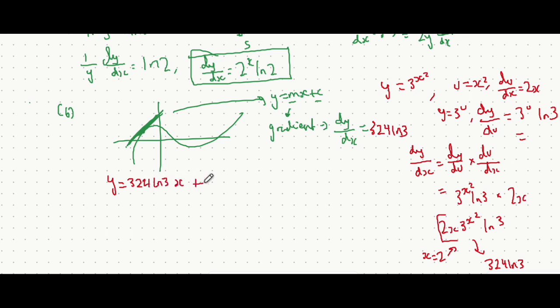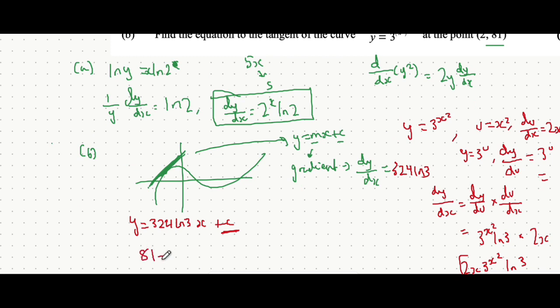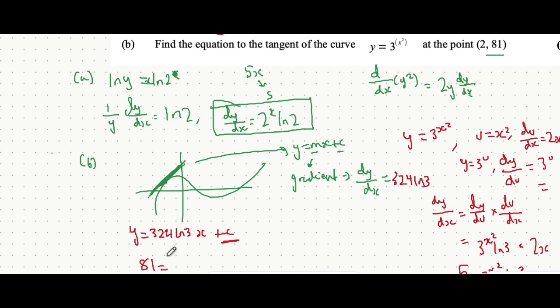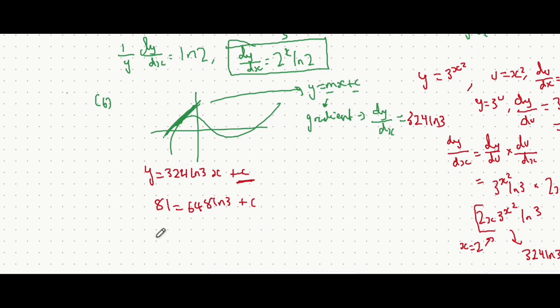Now we need to somehow find the value of c. Because we know the line crosses through where x is 2 and y is 81, let's put that into this equation. So we have 81 is equal to, well, x is 2, so 2 times 324 is 648 ln 3 plus c. And then we can take away 648 ln 3 from both sides to get c is equal to 81 minus 648 ln 3.